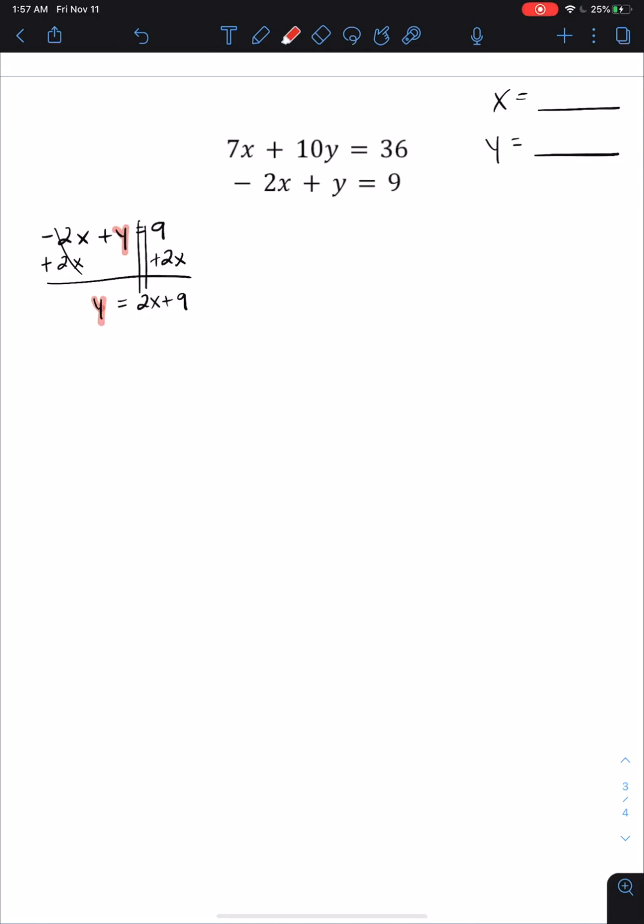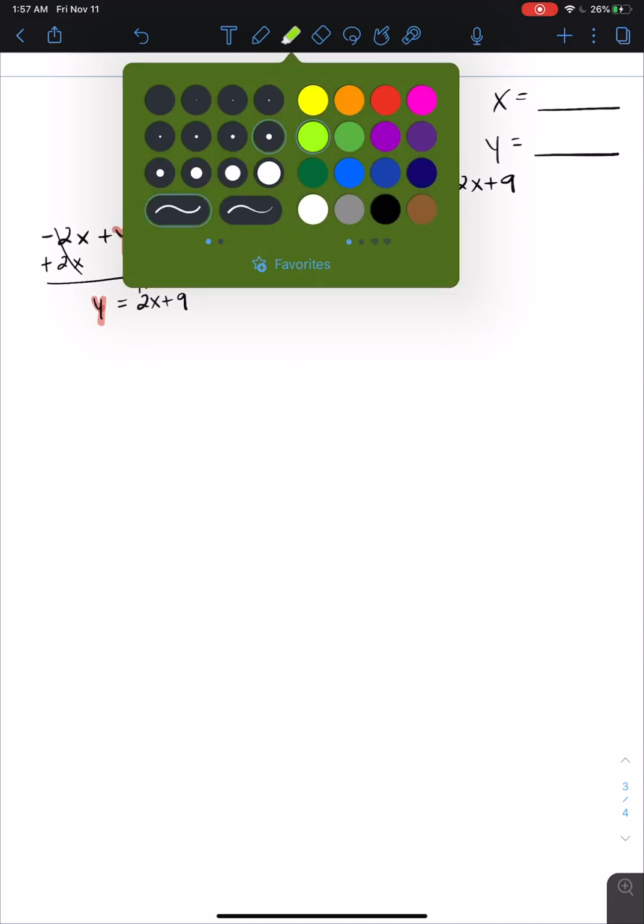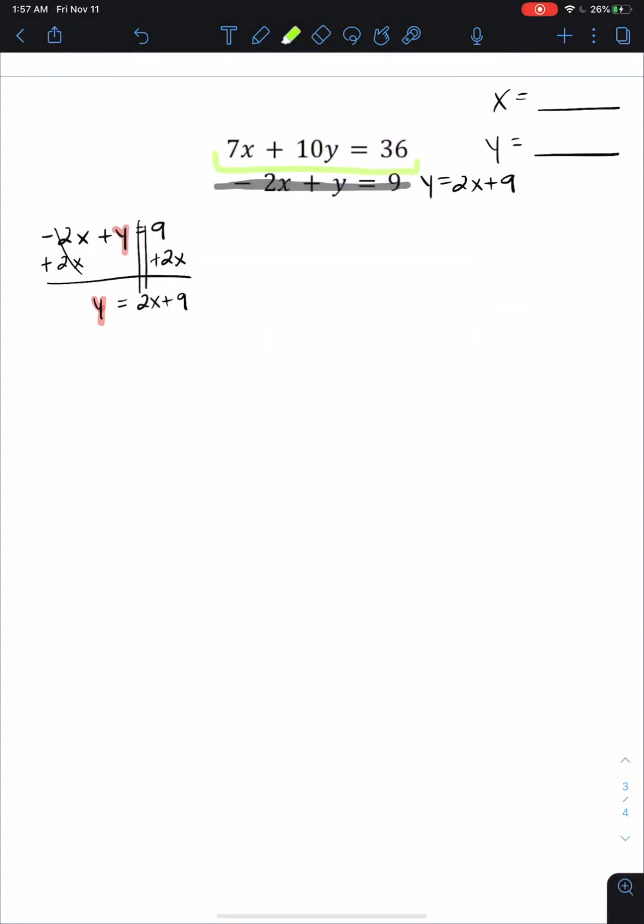And we'll see here that we now just have y equals. All we've done is take this equation and rewrite it as y equals 2x plus 9. It's the same exact equation; we've just changed the way it looks. So I'm now going to think about my system of two equations as 7x plus 10y is equal to 36 and y is equal to 2x plus 9.